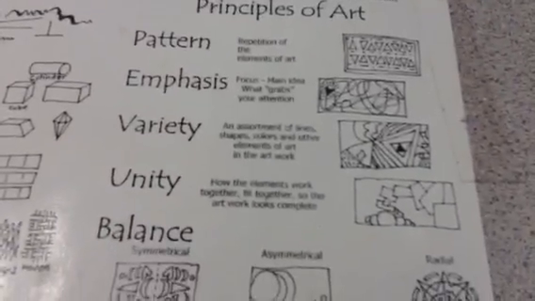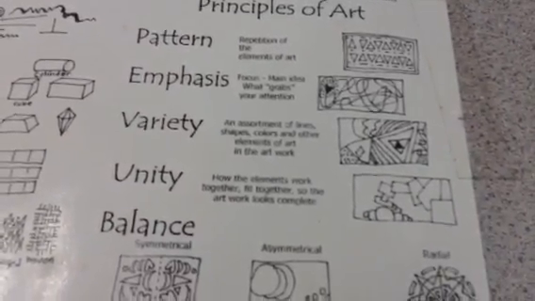Variety. A variety means an assortment of lines, shapes, colors, and other elements of art in the artwork. So here's the example. There's a variety. That means more than one. So not only are there lines, but there's shapes. Not only are there lines and shapes, but there's value. Okay, so multiple elements of art from this side.